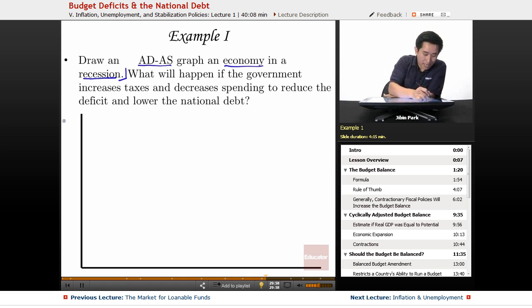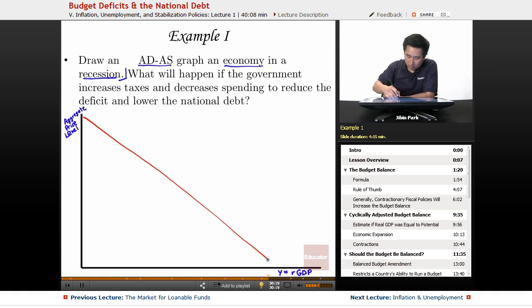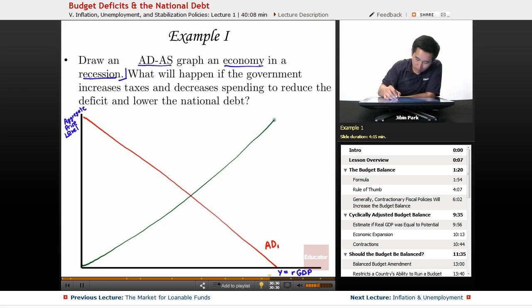So remember, on the y-axis, you're going to have the aggregate price level. So again, if you just write price level, it should be fine. And then here, you're going to have Y equals real GDP. And what you're going to have here is the aggregate demand. So label this as AD1. And you are here going to have the aggregate supply. And this is the short run aggregate supply, so SRAS1. And where the short run aggregate supply and the aggregate demand intersect, that is going to be labeled as Y1, which is the current output here. And this is going to be PL1, the price level 1 here.